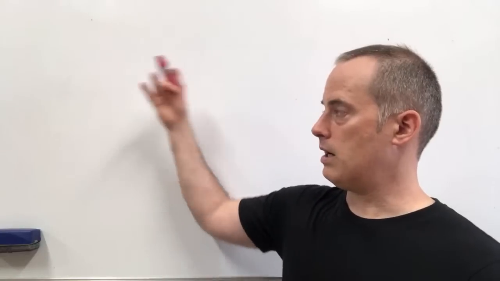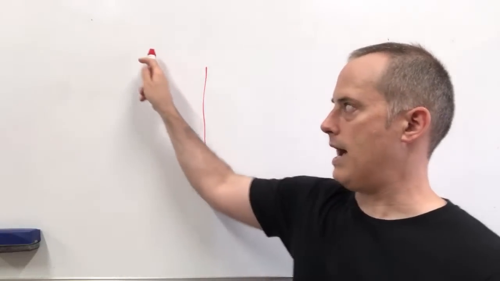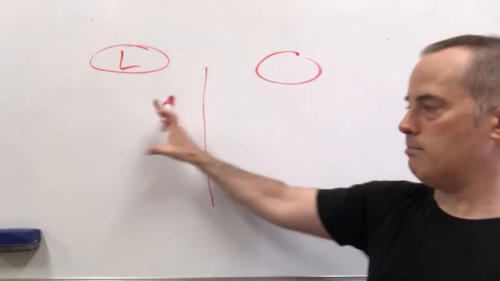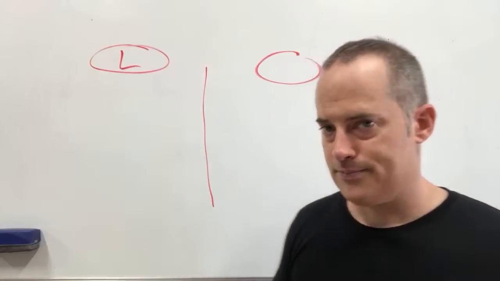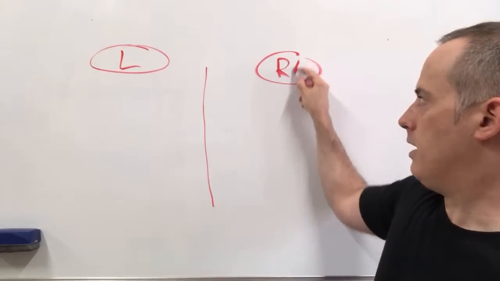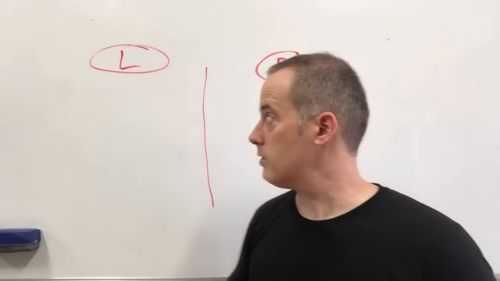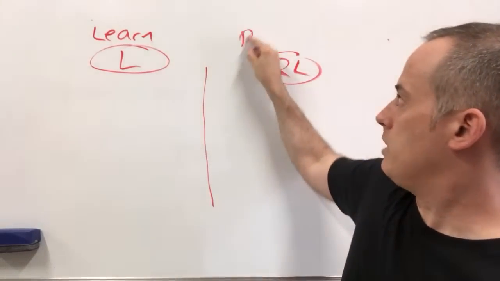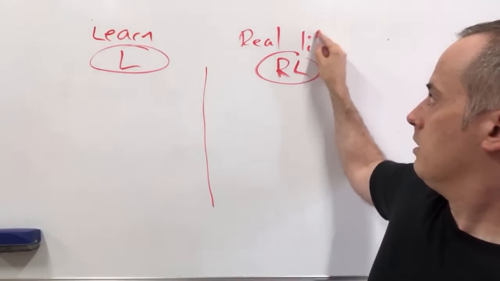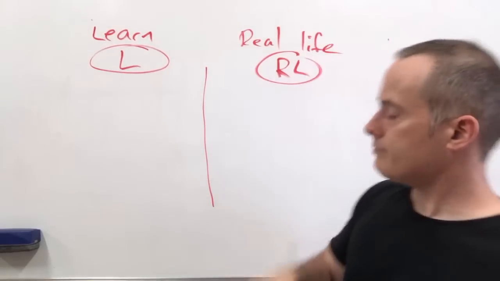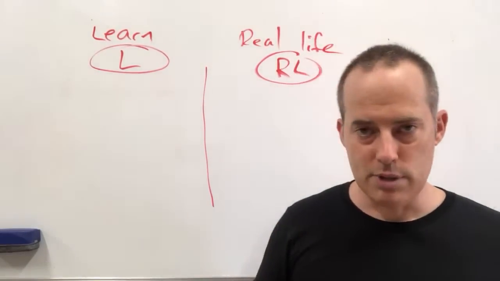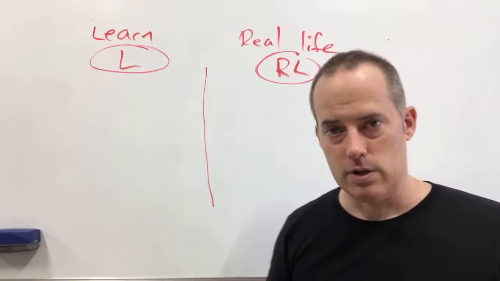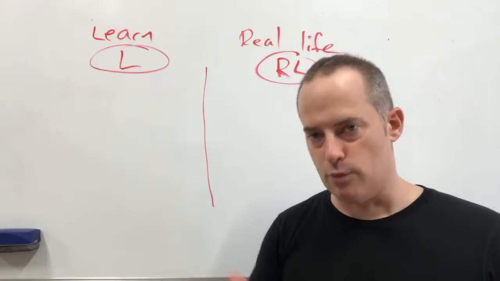So the first thing is you really want to make sure how you learn. The learning process has to mirror real life. Okay, so that's the most important part here. So actually, I'll just put learning up here. So learn and then real life. So how you learn is how you speak in general. The way you learn should also mirror what's happening in the real world with real communication.